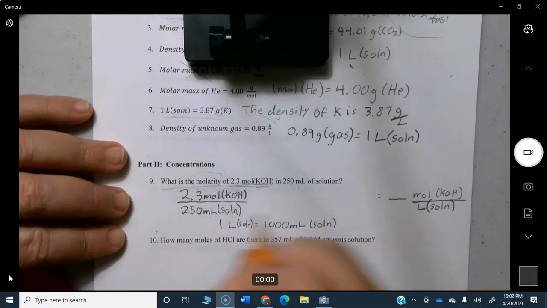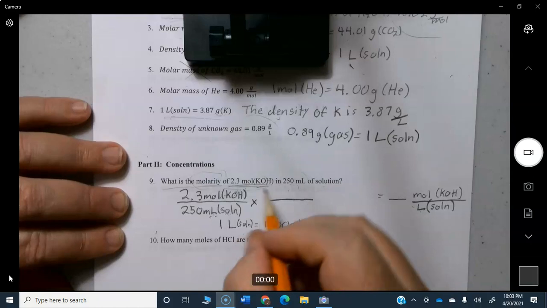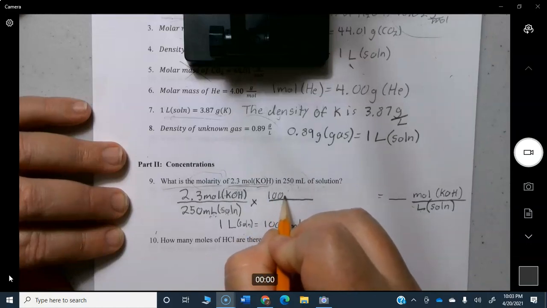And that's what we're trying to resolve, trying to get these two to match up. So it's liters of solution, milliliters. Which one goes on top, which one goes on bottom? One goes on top, one goes on bottom. You need milliliters of solution to cancel out, and it's on the bottom here, so you need to put it up on the top in your conversion. So it's 1,000 milliliters of solution.